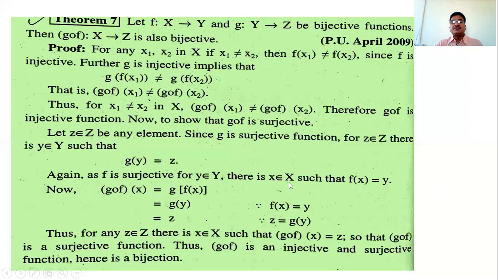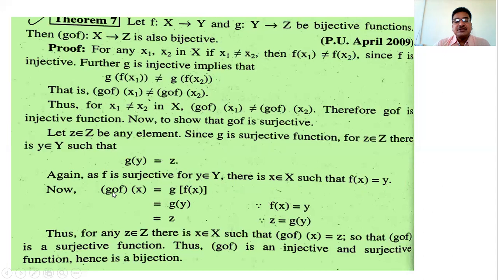Because y is an element of Y, y has a preimage. And suppose x is the preimage of this y, that is f(x) is equal to y, because f is surjective, every element of Y has a preimage. So we denote the preimage of y by x. So x is an element of X such that f(x) is equal to y.